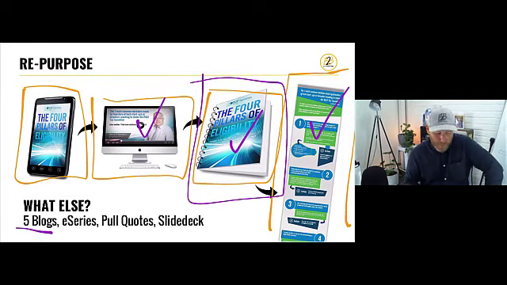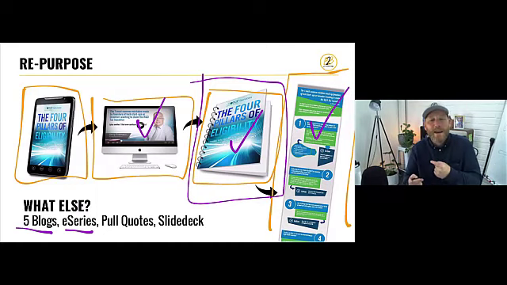If you've got 5 blog posts, you can pull together an e-series. That's when someone subscribes to get one of the articles in a series drip fed to them over the course of a week. It's a great way to create an email sequence.